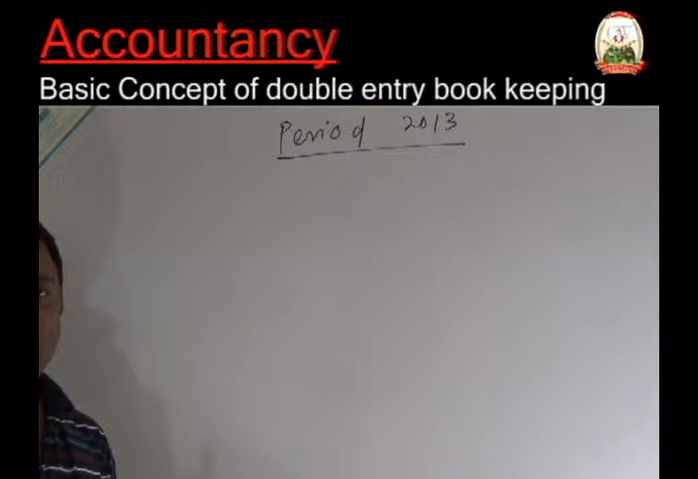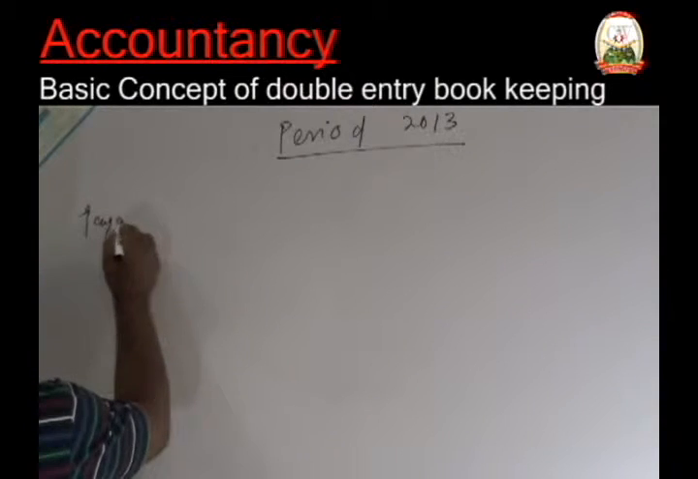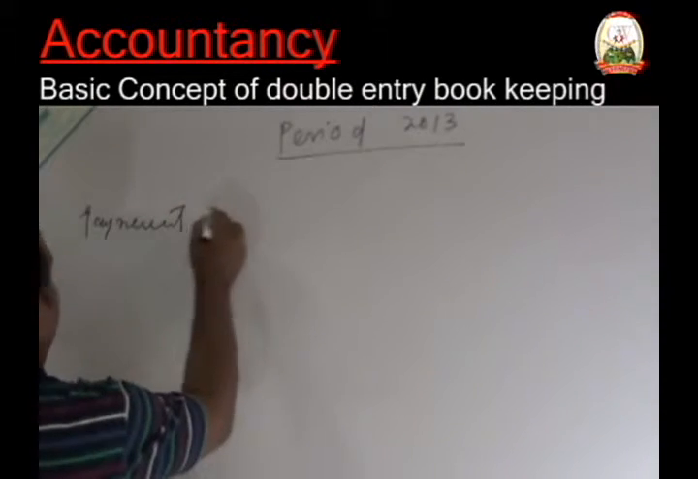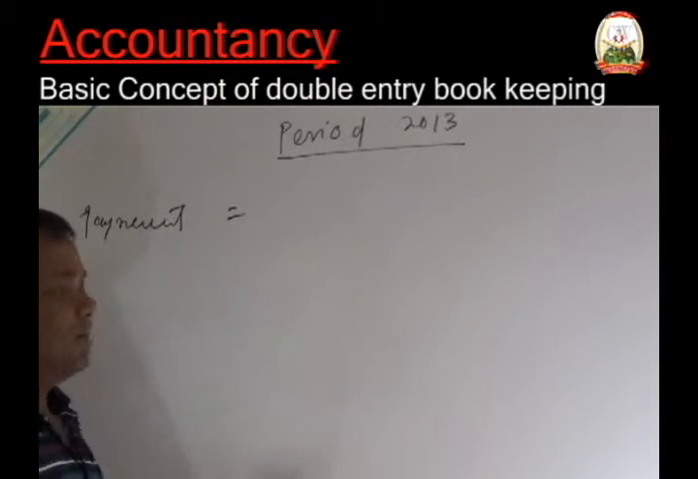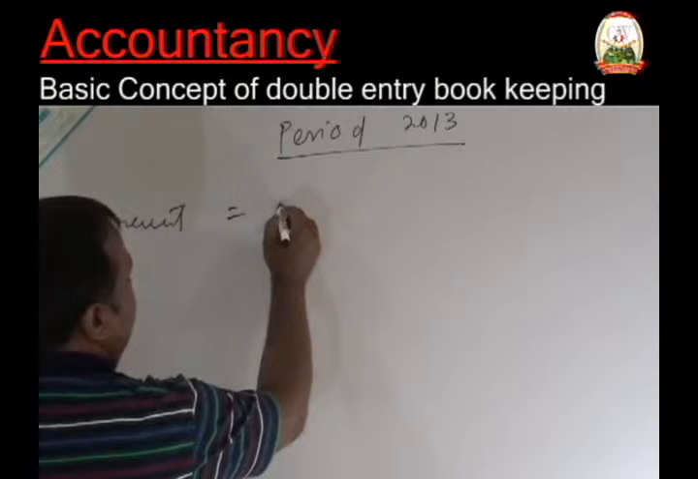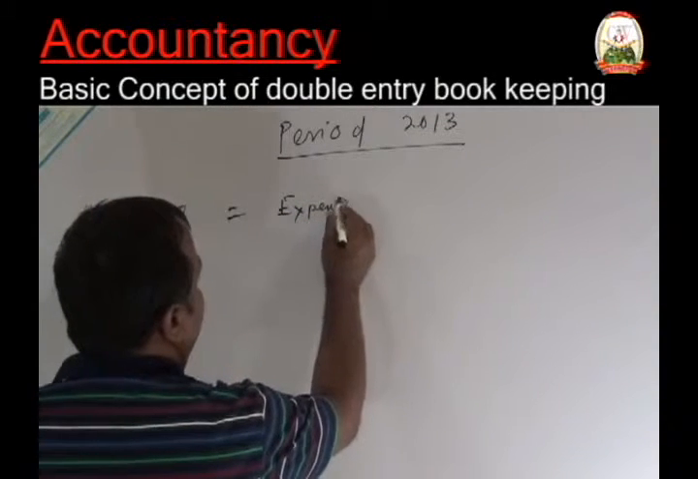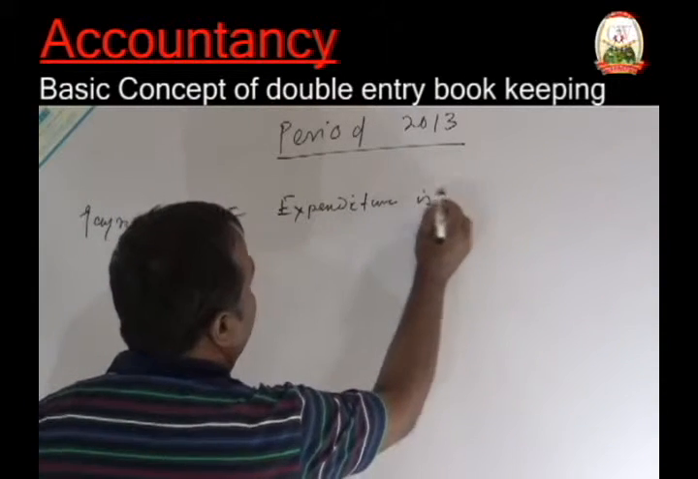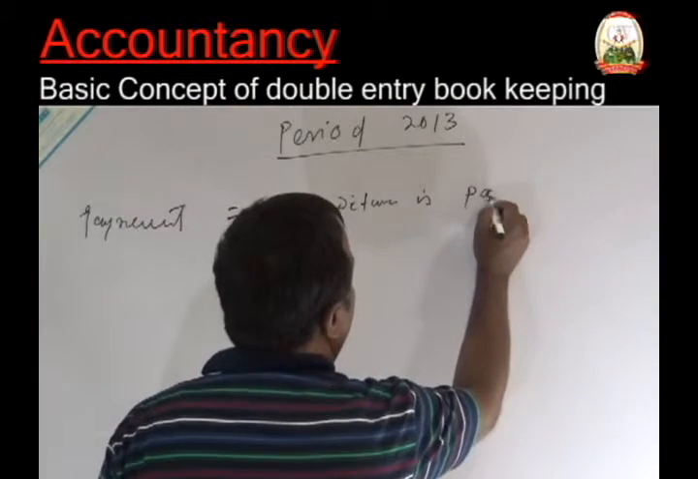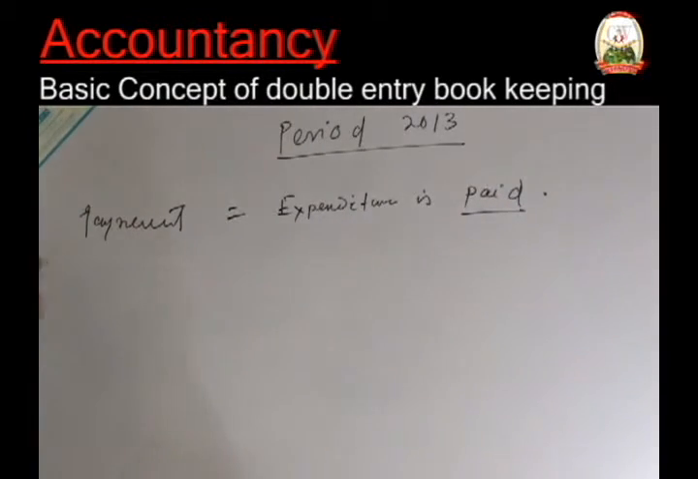From the overall discussion, we arrived at a particular point. Here the narration is: payment, the expenditure is paid. Here the verb appropriate for payment is paid.